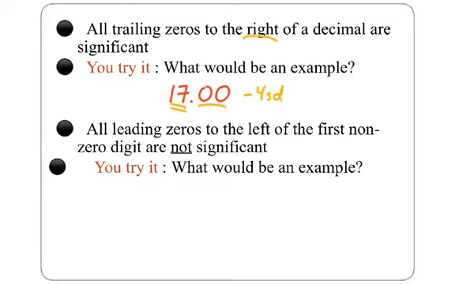The next example of zeros is all leading zeros to the left of the first non-zero digit are not significant. Let's see if we can show an example of some leading zeros. Again, you can pause it, come up with your own example, and then check in to see if you did it correctly. I'm going to do one now.